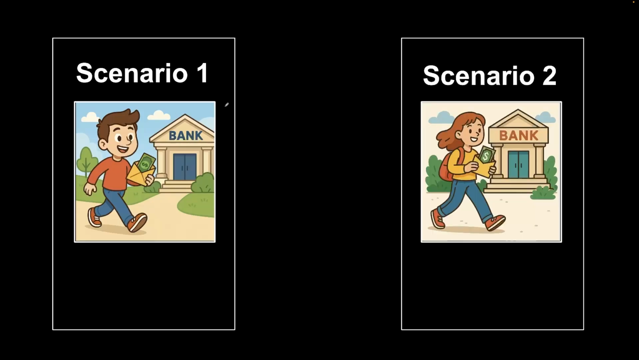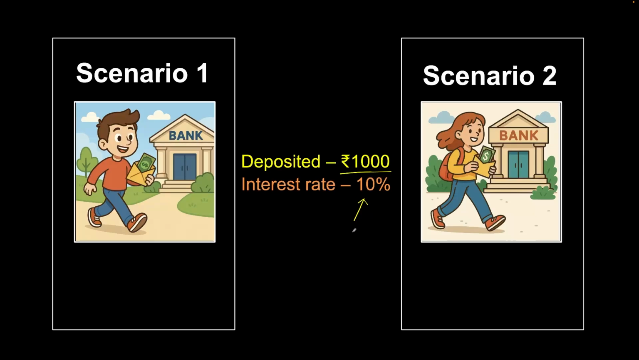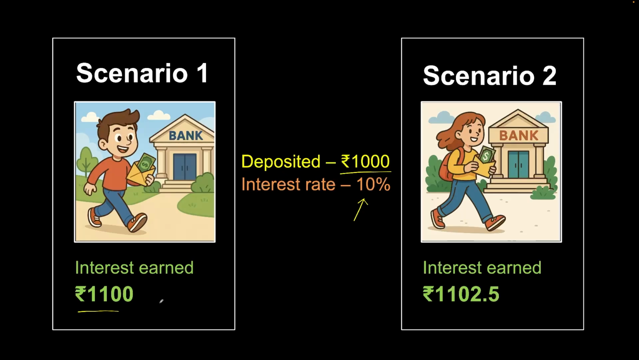Imagine this scenario. You go to bank 1 and your friend goes to bank 2. Both of you deposit the same amount of money, 1000 rupees, at an interest of 10% per year, which is pretty high, but just for the sake of this argument, let's keep it. At the end of 1 year, you have 1100 rupees in your bank, which means you earn an interest of 100 rupees.